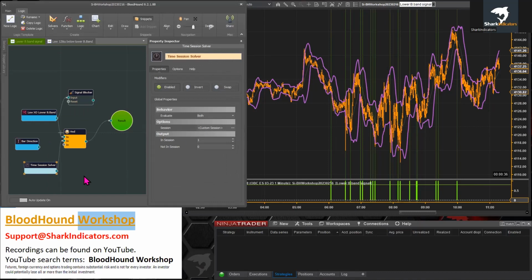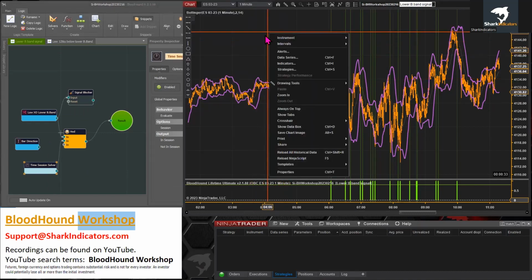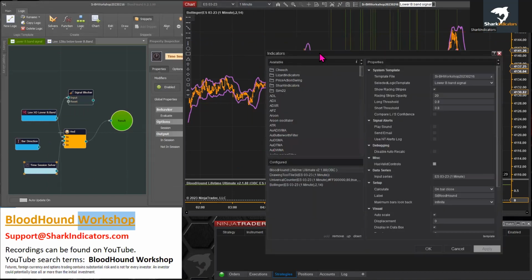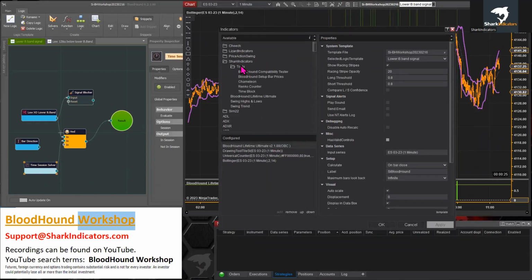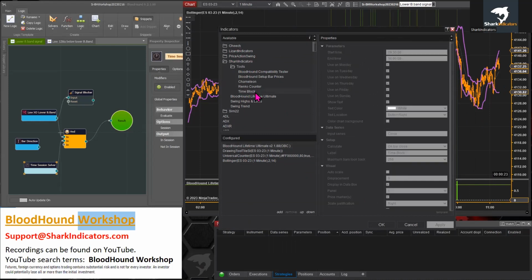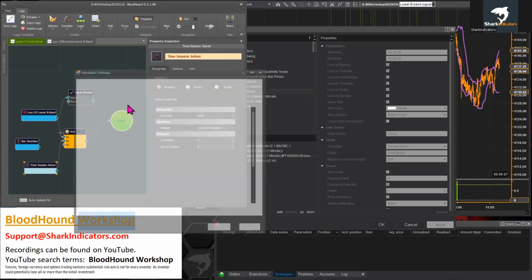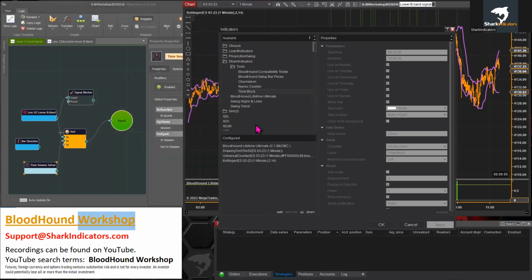And as a little tip here, let me go to the indicator list. We have this indicator called time block. It's not really necessary anymore, but it does have one functionality that is still useful here. The time block was the answer to the time session solver. Before we had this nice, easy to use interface, we had to use an indicator to identify those blocks of time. That's why it's called time block.